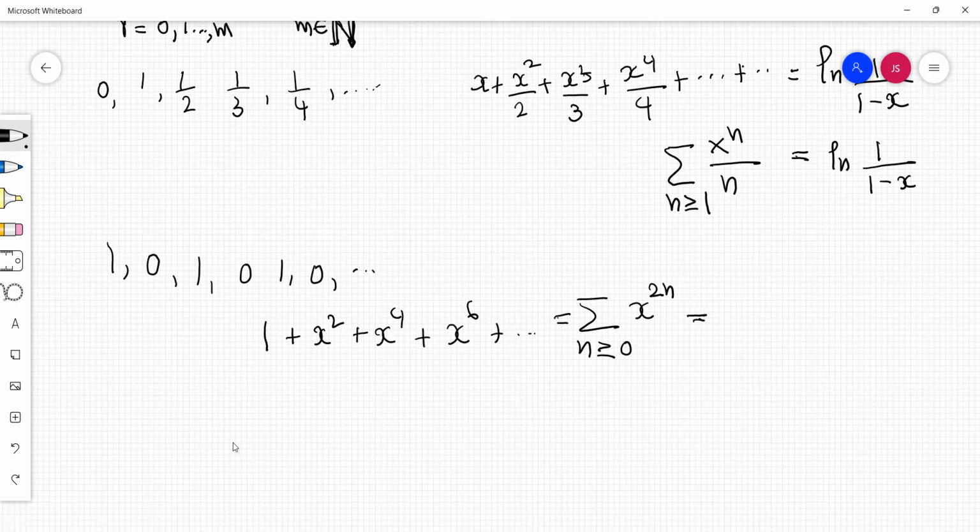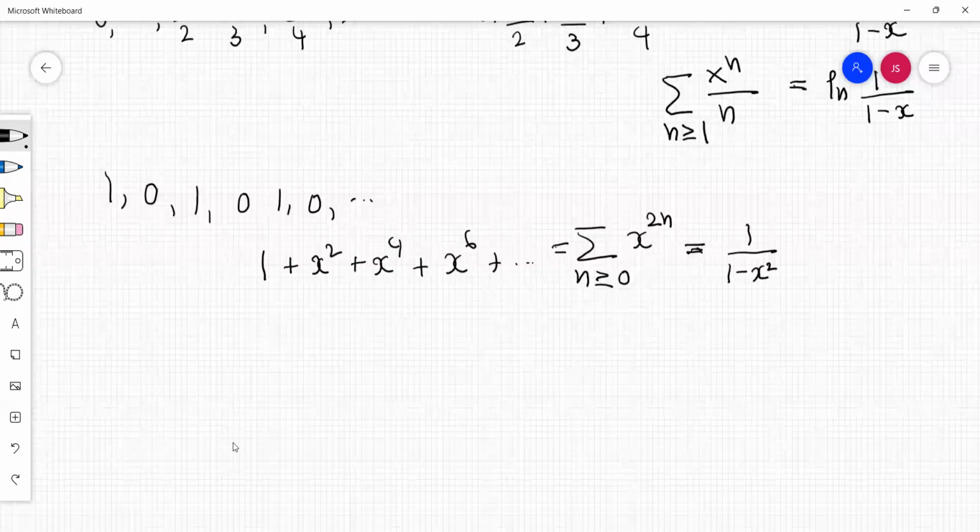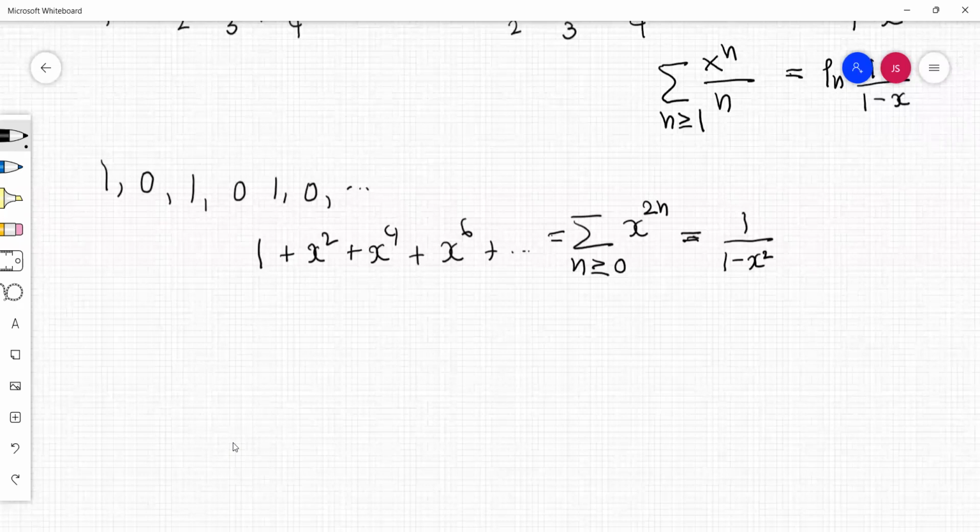What is that now? Can you guess? Is it 1 over 1 minus x squared, sir? Yes, it is 1 over 1 minus x squared. Good. Right.